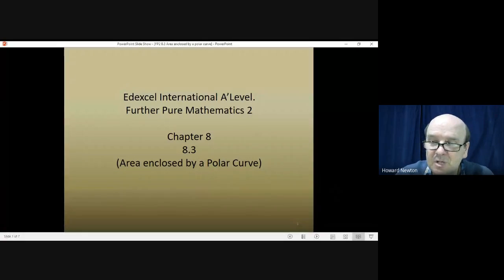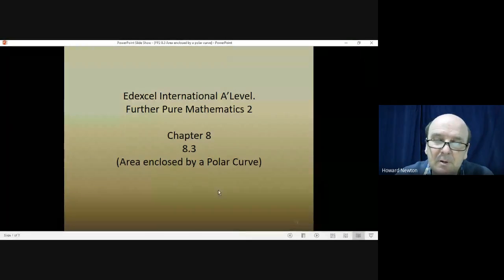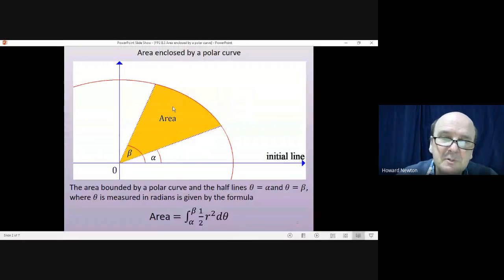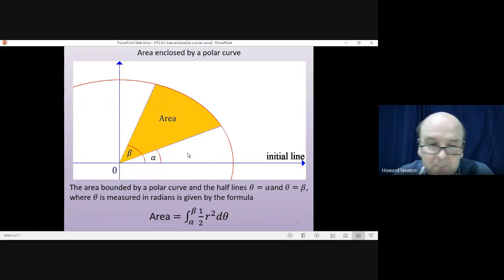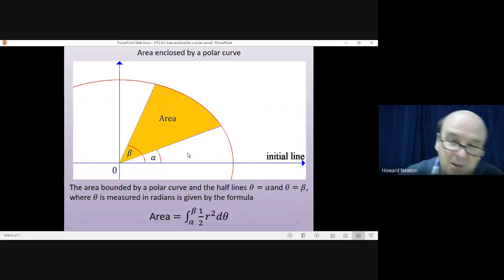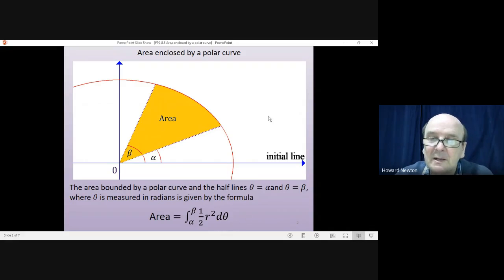In this lesson, we're on Chapter 8, 8.3, and looking at the area enclosed by a polar curve. It's the area which is enclosed by the curve and two half lines. The angle made by those two half lines are the limits that we use in the integral. And the half lines come from the pole. So the area, where theta is measured in radians, is given by the formula: the area is equal to the integral between alpha and beta of a half r squared d theta, where a half r squared obviously has close relations to circular measure.